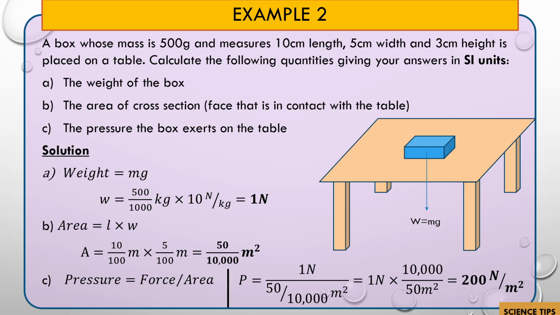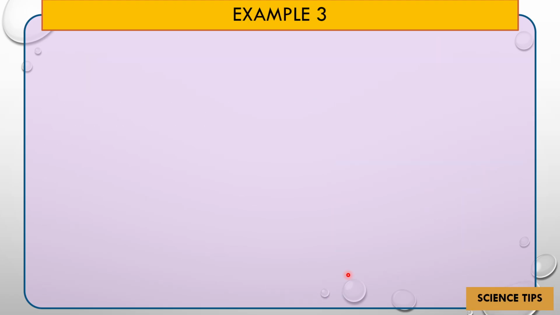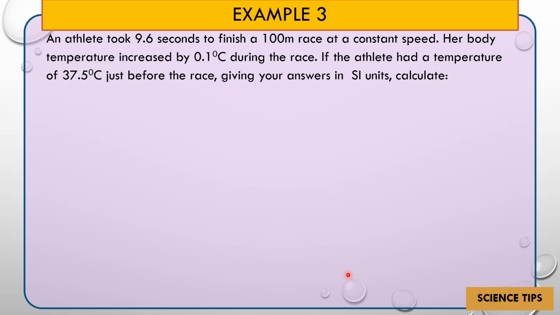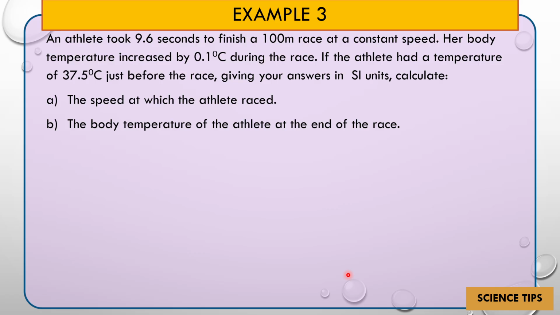Now moving on to example 3, we have been given a question here. An athlete took 9.6 seconds to finish a 100 meters race at a constant speed. Her temperature increased by 0.1 degrees Celsius during the race. If the athlete had a temperature of 37.5 degrees Celsius just before the race, giving your answer in SI units, calculate the speed at which the athlete raced, and the body temperature of the athlete at the end of the race.